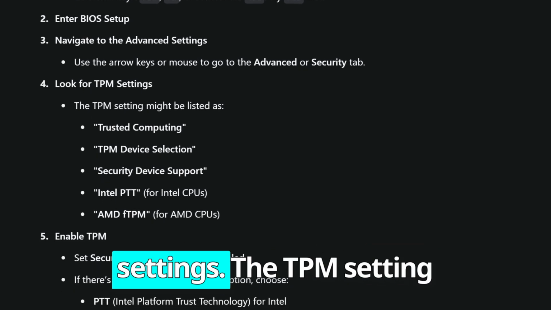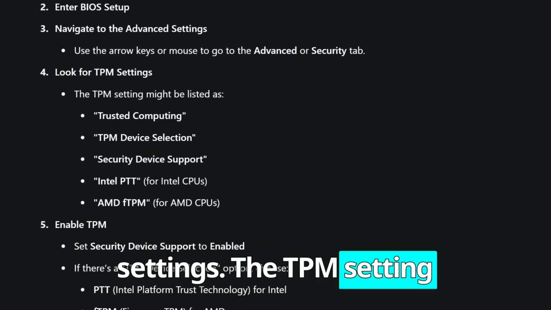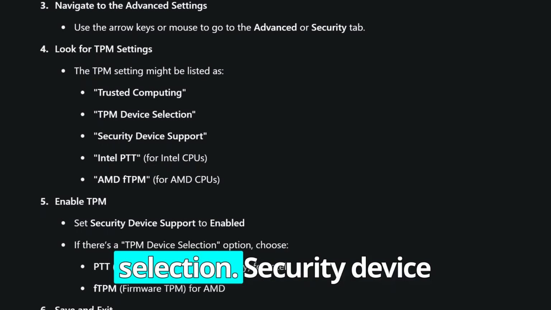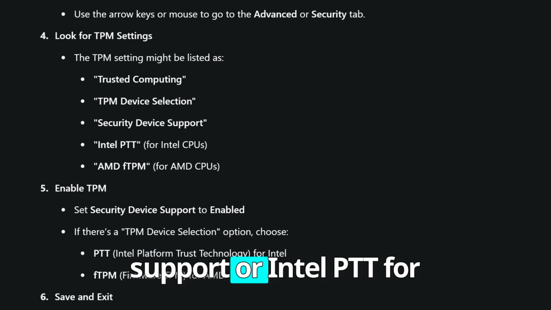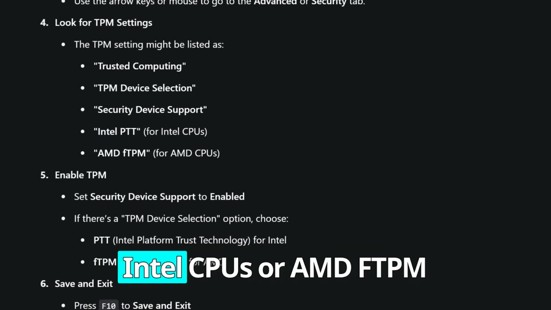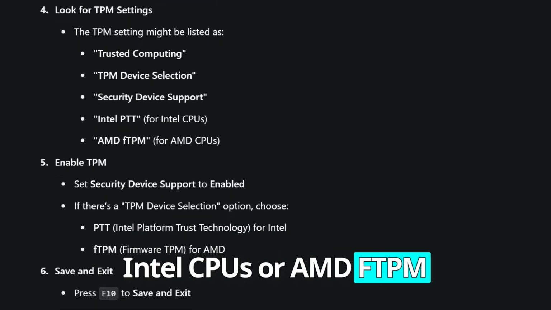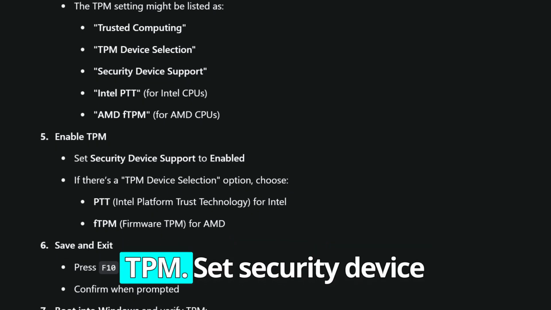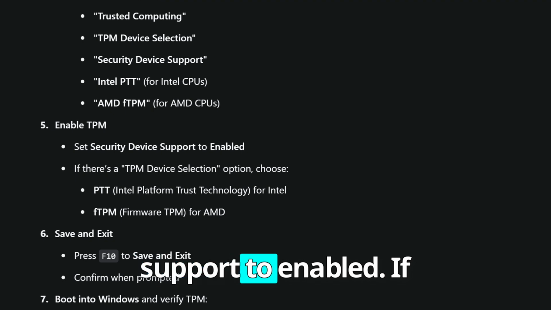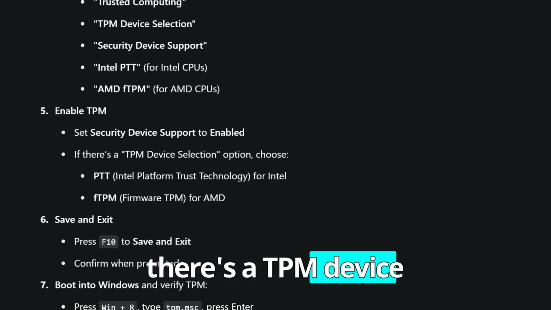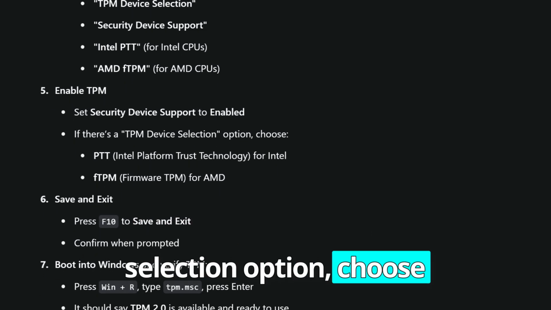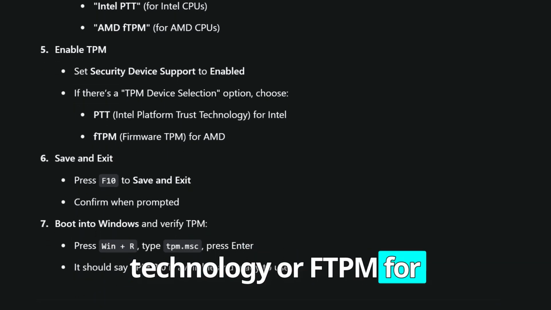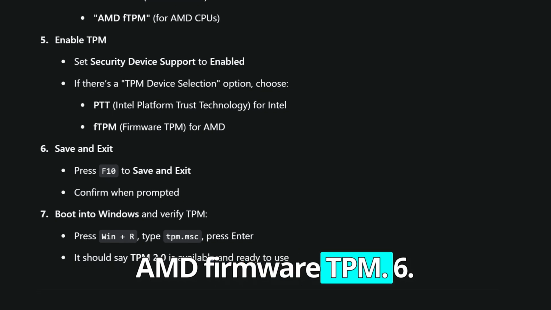4. Look for TPM settings. The TPM setting might be listed as Trusted Computing, TPM Device Selection, Security Device Support, or Intel PTT for Intel CPUs, or AMD fTPM for AMD CPUs. 5. Enable TPM. Set Security Device Support to Enabled. If there's a TPM device selection option, choose PTT for Intel Platform Trust Technology or fTPM for AMD Firmware TPM.